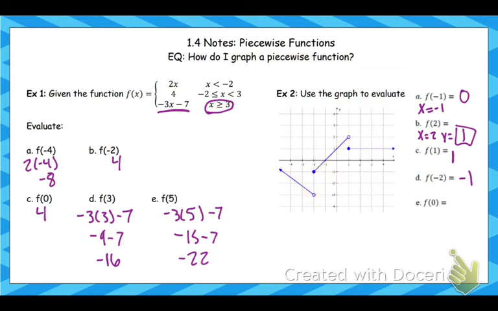And then finally, we've got f of 0. So when x equals 0, we find that on the graph, the y value there is 1.